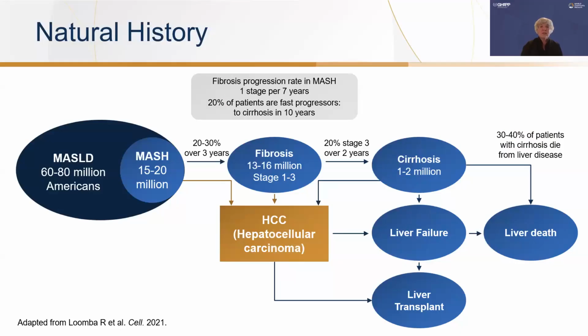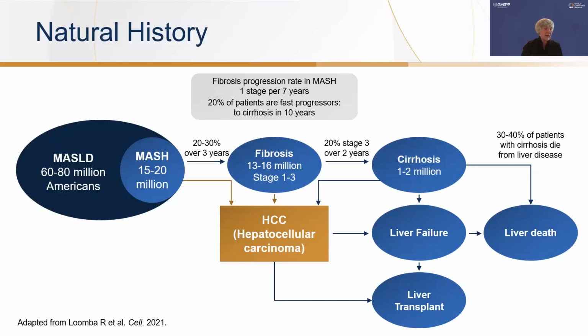I was listening to someone the other day who was saying this does definitely give us the opportunity to know that we will be working for a long time, but it's also giving us a place to say we need to jump on this and we need to get a handle on it. So when we look at this natural history, we see MASLD in 60 to 80 million Americans, and then advancing into MASH at 15 to 20 million.